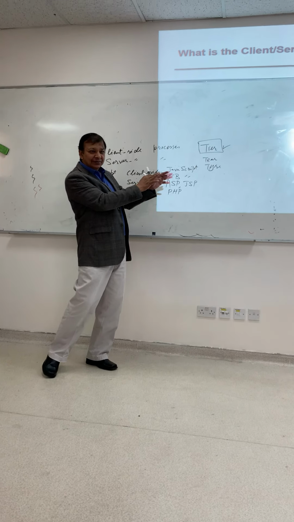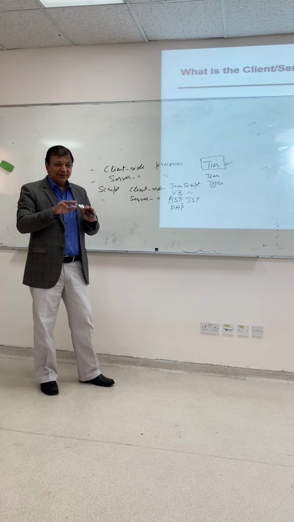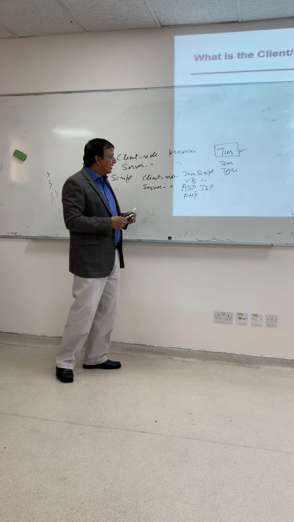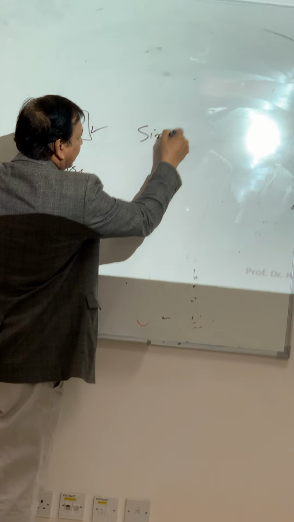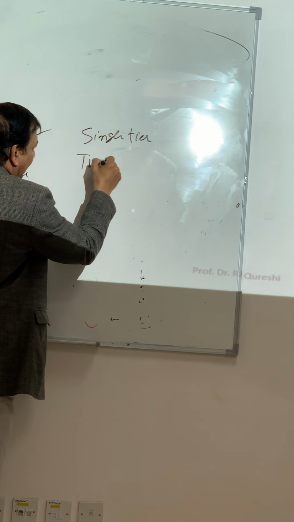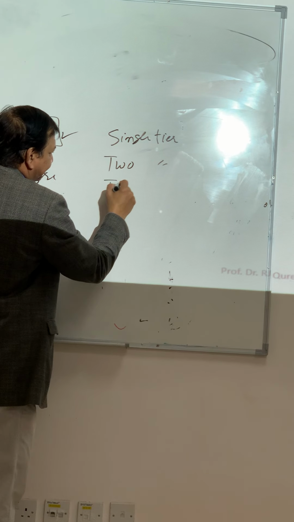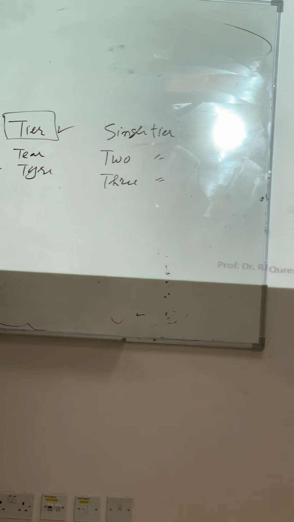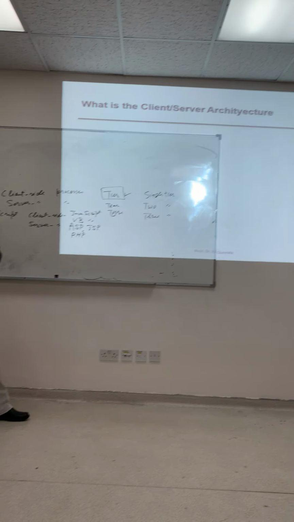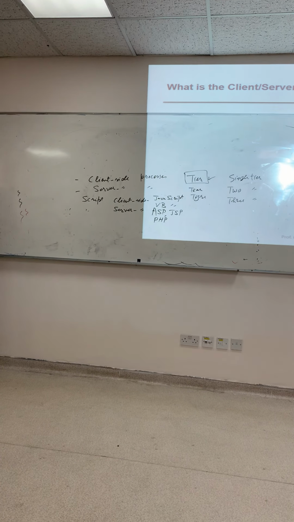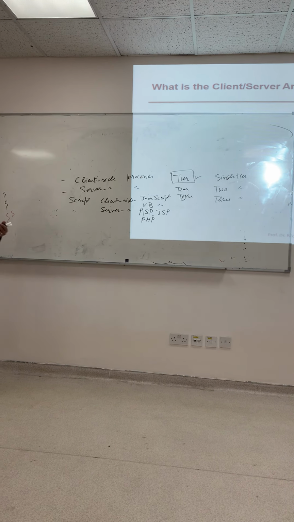I am not going to the slides yet, just first to have the idea, the concept. Single tier, 2-tier, 3-tier. 3-tier is also scalable to multiple and n. What is the single tier architecture?